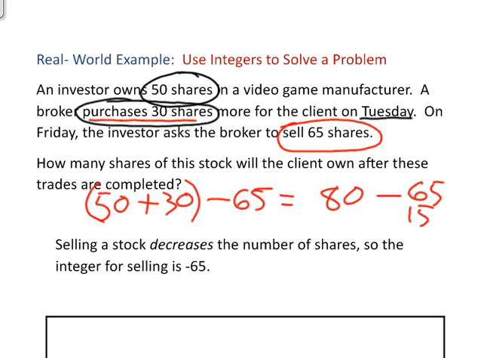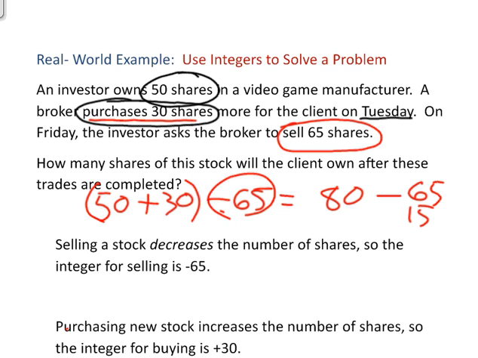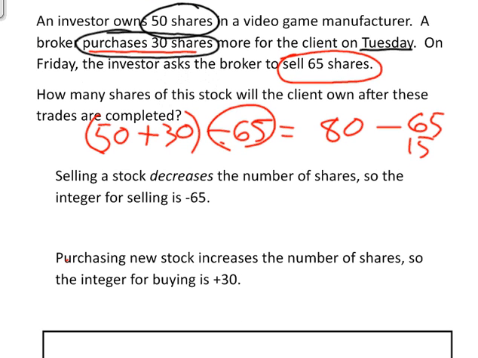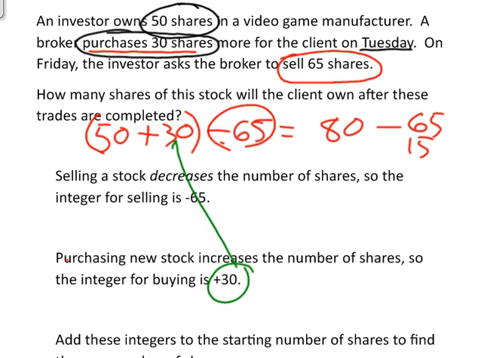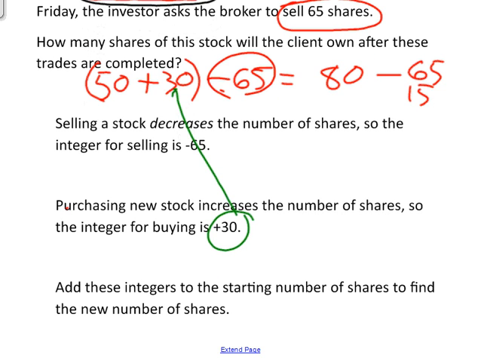Selling the stock will decrease the number, so it's a -65, and that's what we thought. Purchasing the stock will be a positive 30, and that is what we thought also. Add these integers to the starting number of shares to find the new number, and when we're all done, the answer is 15.